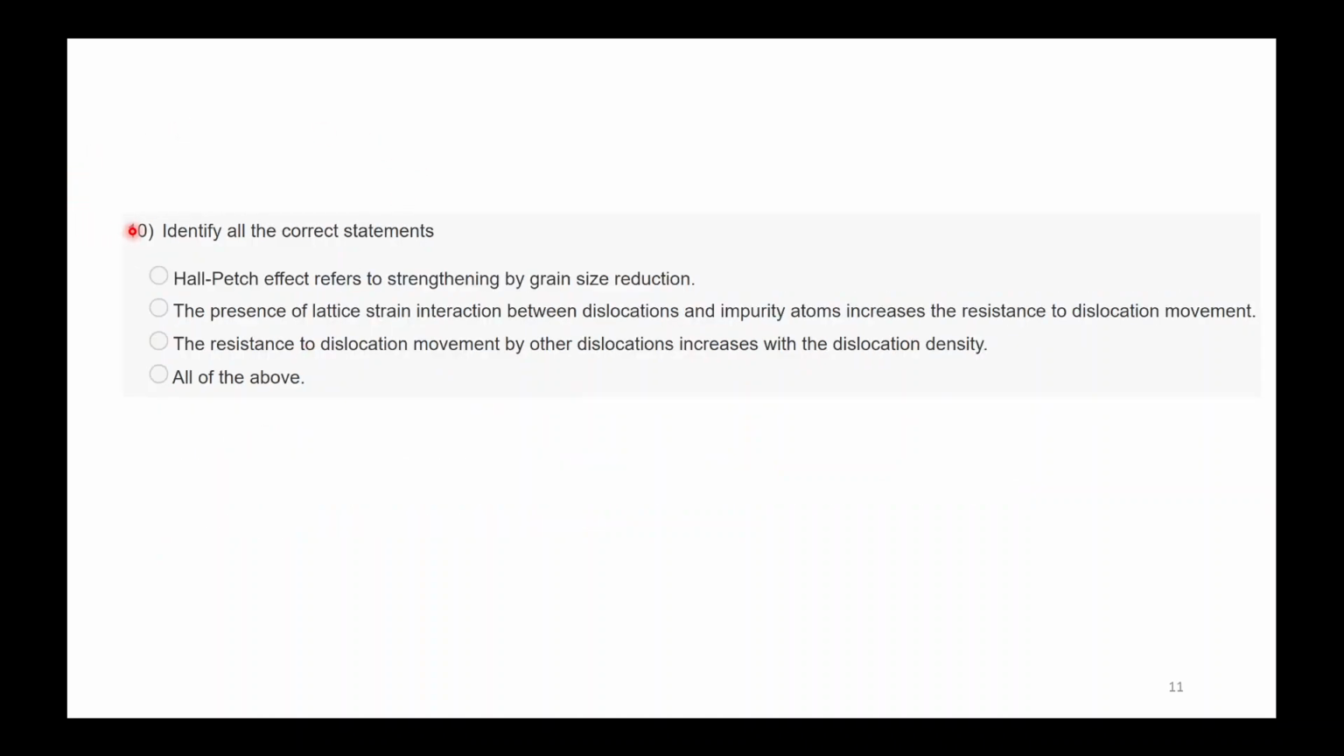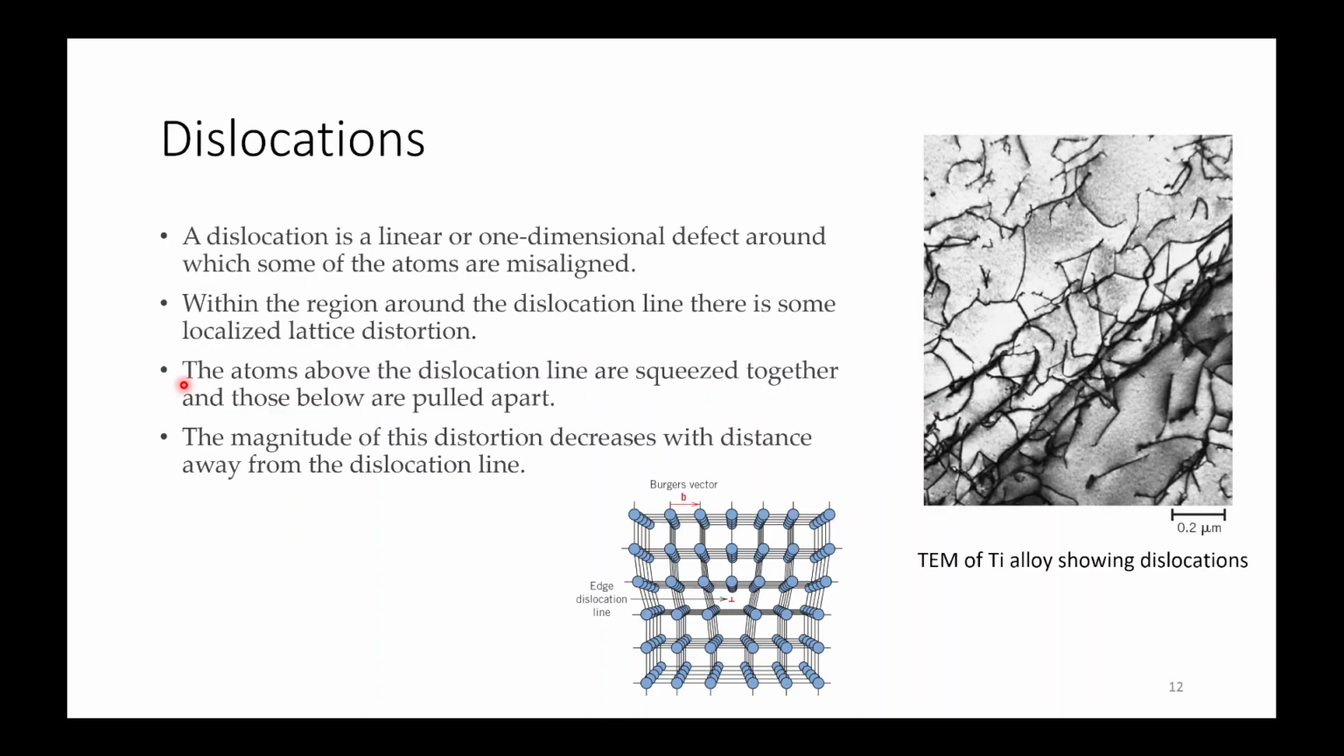In 10th question, you have to identify all the correct statements. So Hall-Petch effect refers to strengthening by grain size reduction. The presence of lattice strain interaction between dislocations and impurity atoms increases the resistance to dislocation movement. The resistance to dislocation movement by other dislocations increases with the dislocation density, or all of the above. So your answer will be all of the above. All statements are correct.